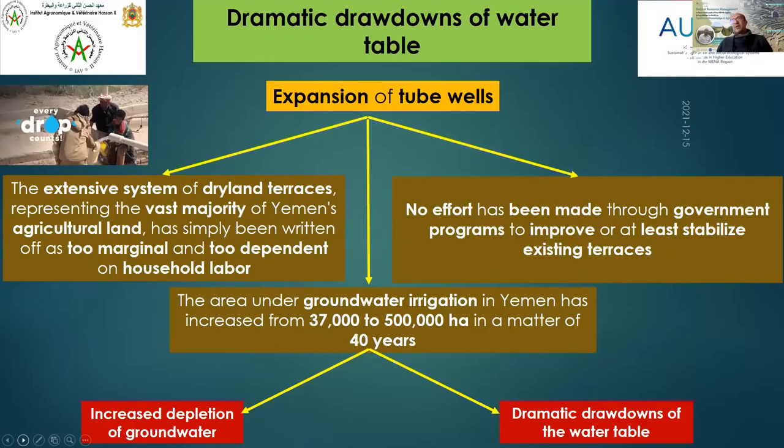As I said earlier, both the government of Yemen and the donors were putting emphasis on the development of agriculture and on irrigation expansion. So we witnessed the expansion of what we call tube wells. The extensive system of dryland terraces, representing the vast majority of Yemen's agricultural land, has simply been written off as too marginal and too dependent on household labor. So no effort has been made through government programs to improve or at least stabilize the existing terraces.